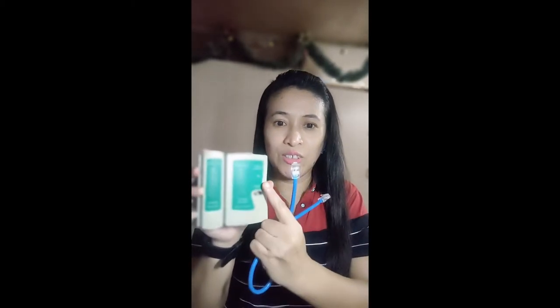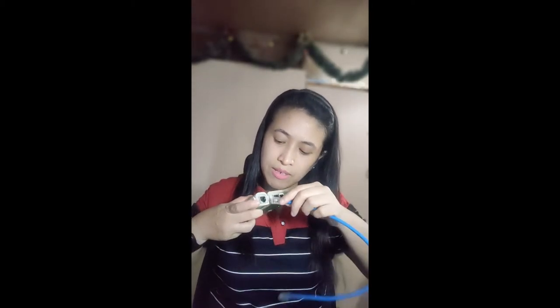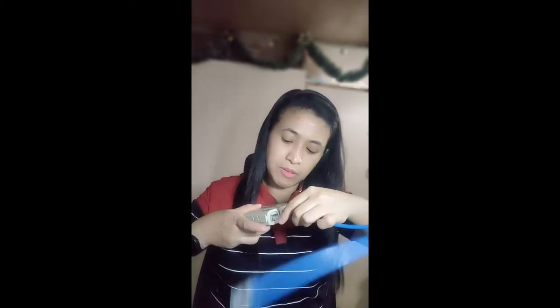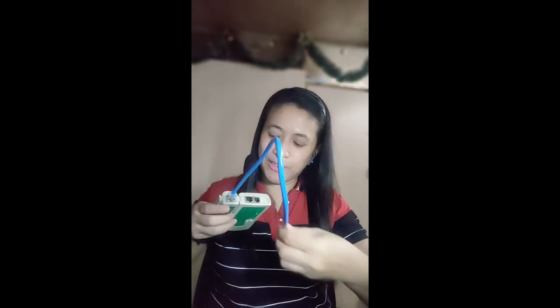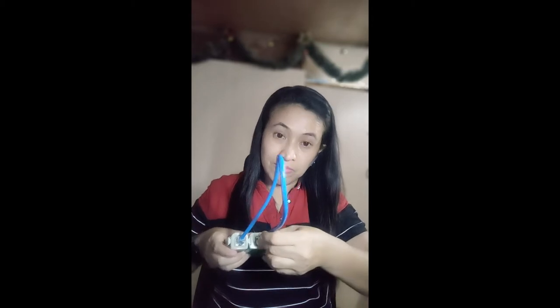So let's try it. Let's turn it on. This is the on and off button. See, it will light already. There will be an indicator of the light. Then you have to place it there, you see. So let's place it like this one. So the ears, and the other side. There. Okay. Now this should light.